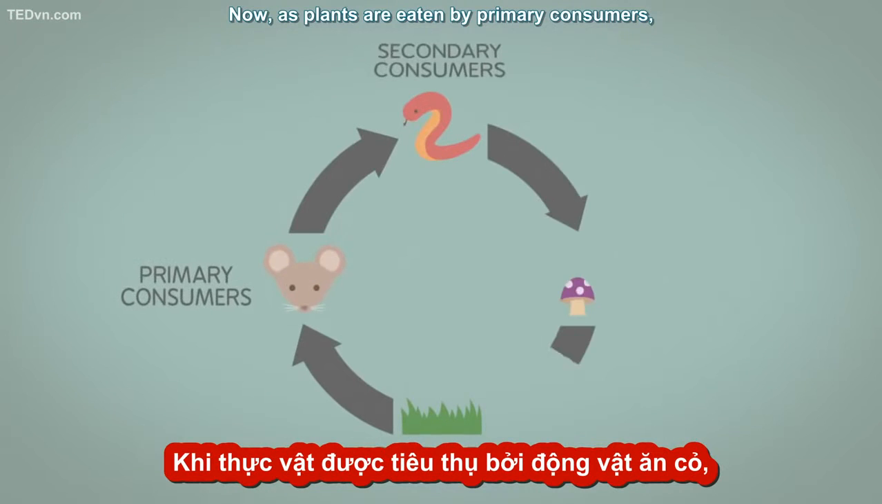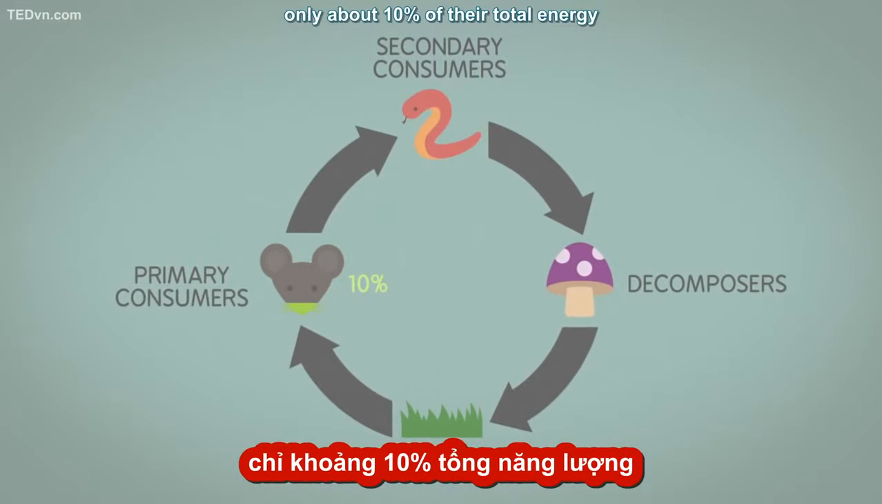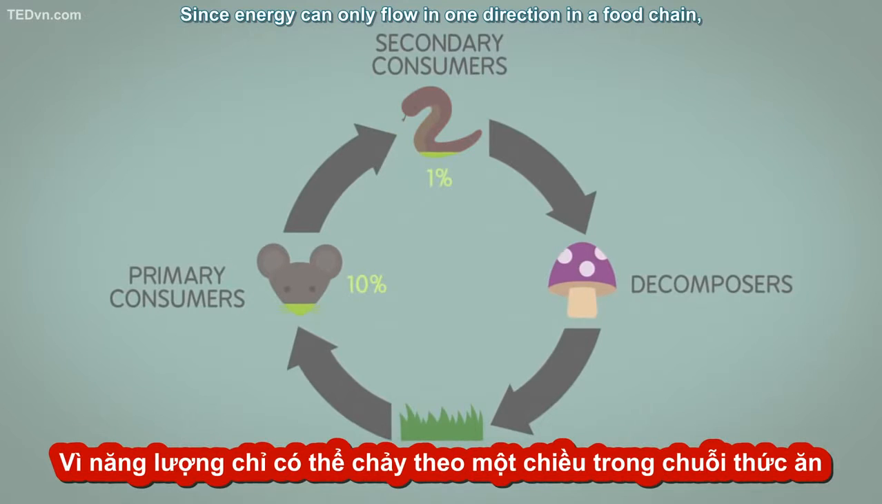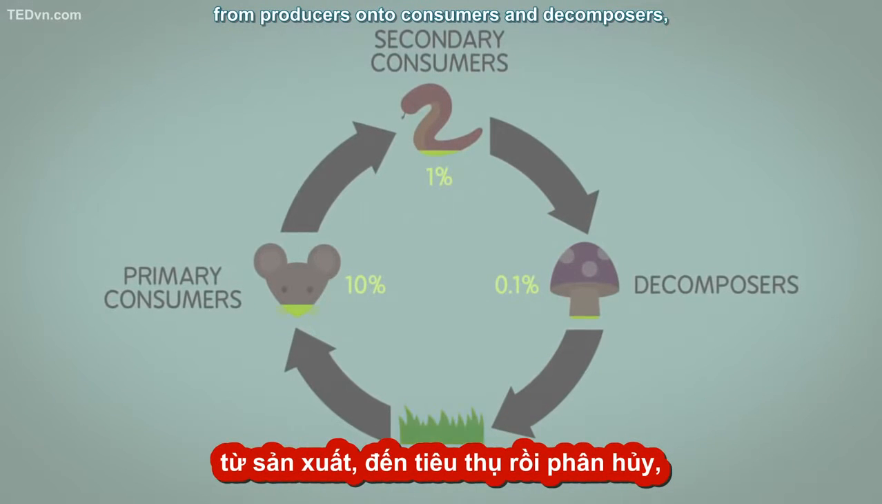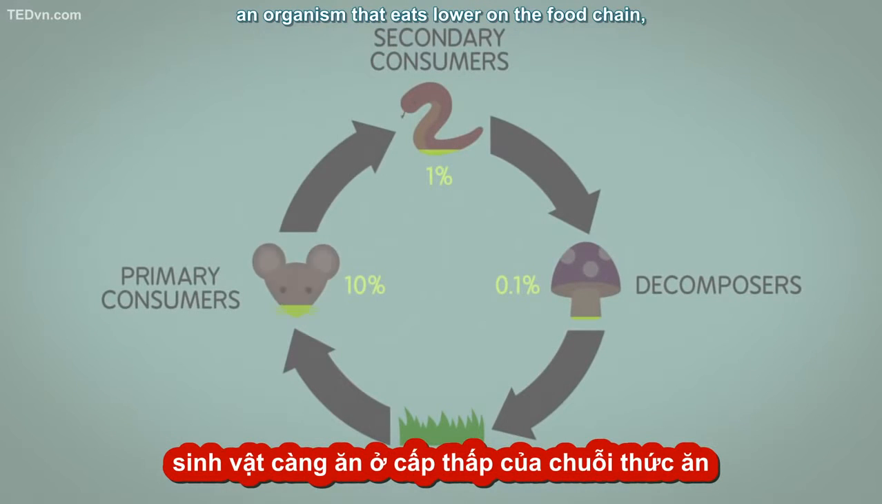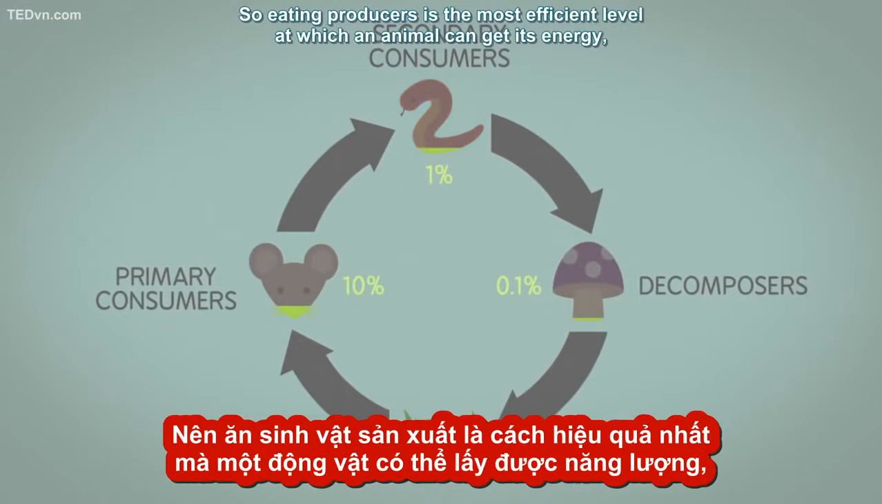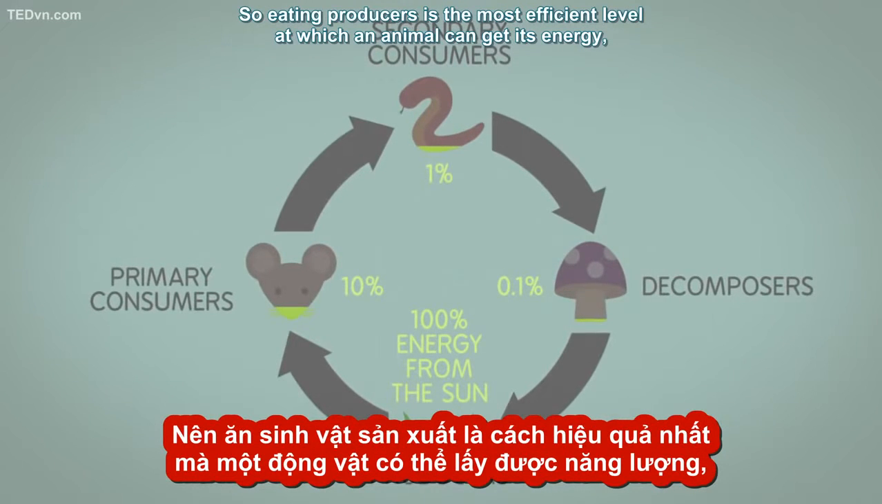Now, as plants are eaten by primary consumers, only about 10% of their total energy is passed on to the next level. Since energy can only flow in one direction in a food chain, from producers onto consumers and decomposers, an organism that eats lower on the food chain is more efficient than one higher up. So eating producers is the most efficient level at which an animal can get its energy.